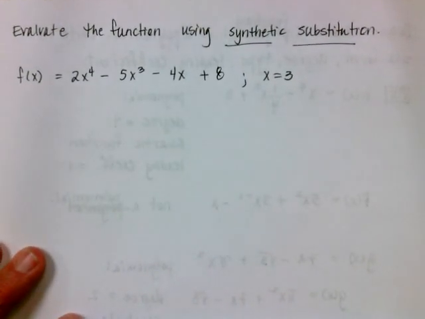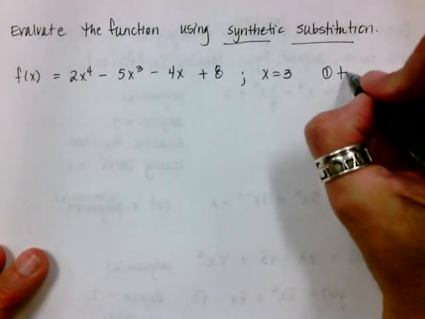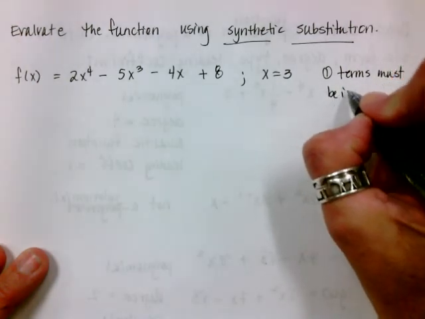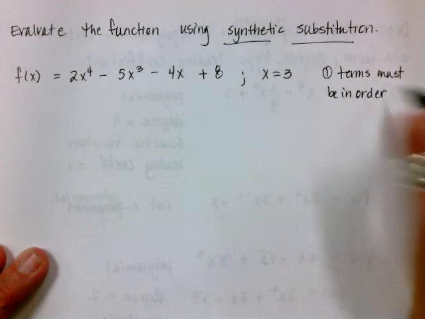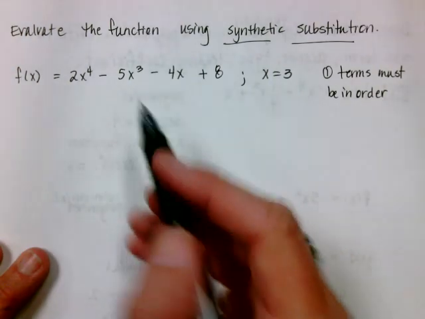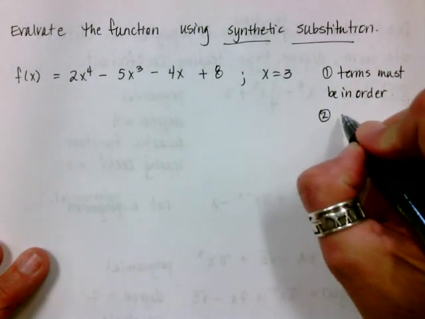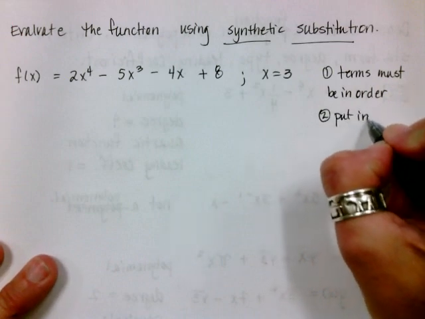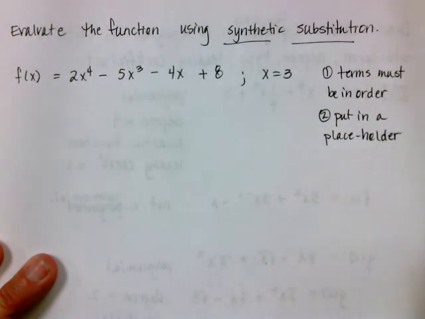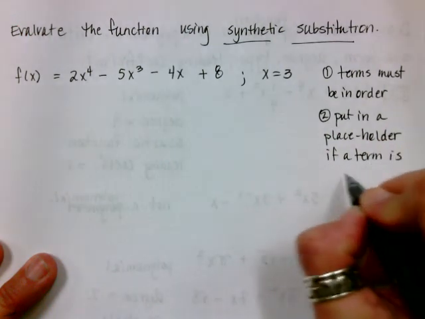So a couple of things about this particular method called synthetic substitution. The terms have to be in order, and by being in order I mean that the highest exponent needs to be on the left, and I need to go in descending order. And then the next thing that's important is I need to put in a placeholder. I will show you what that means in a minute. Put in a placeholder if a term is missing.